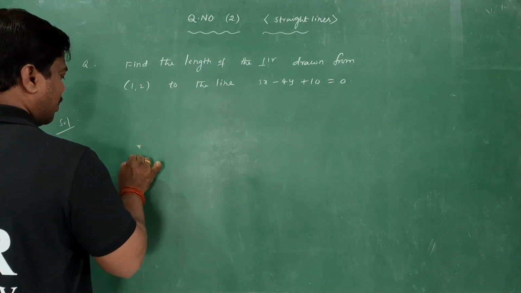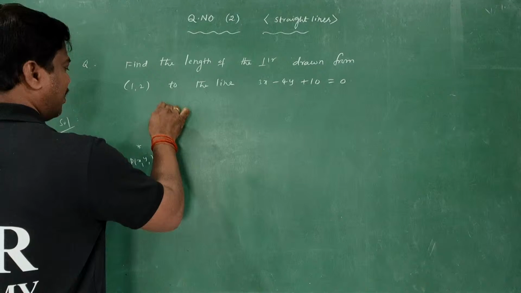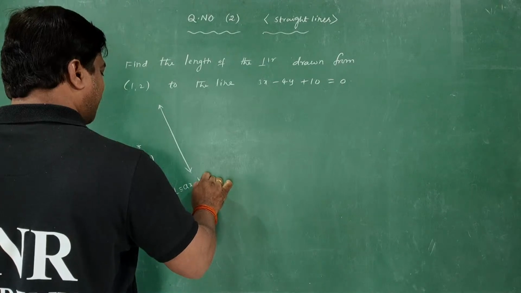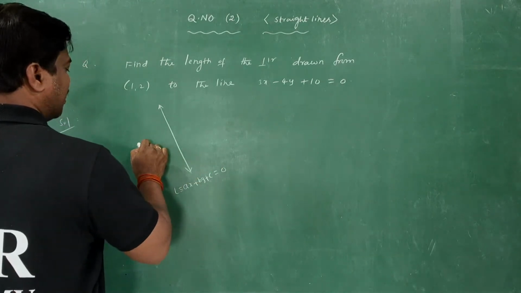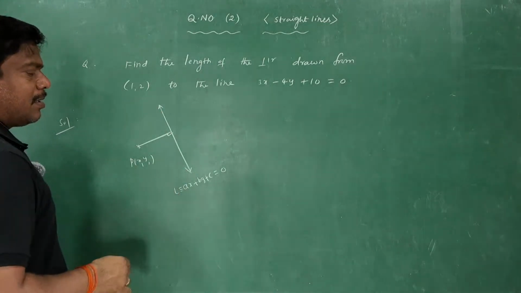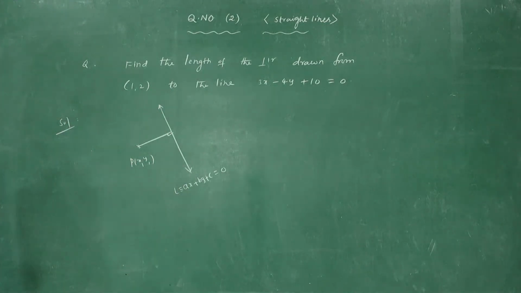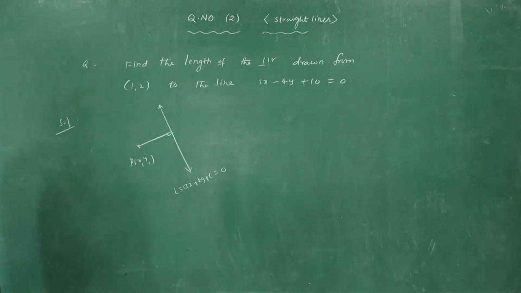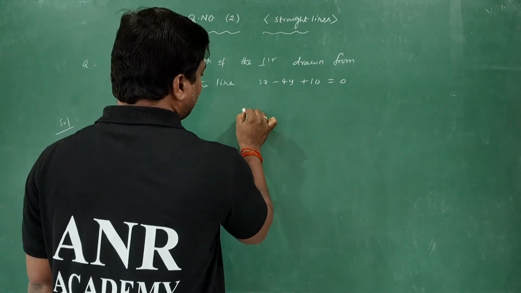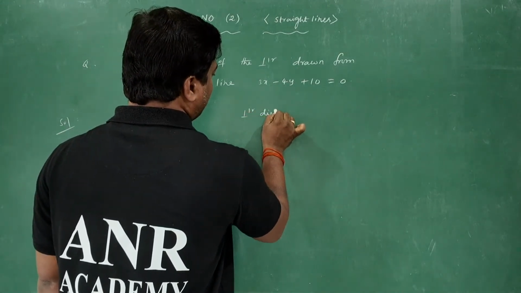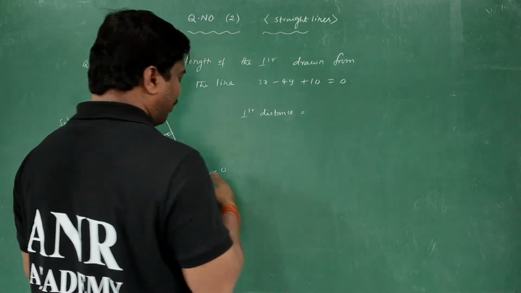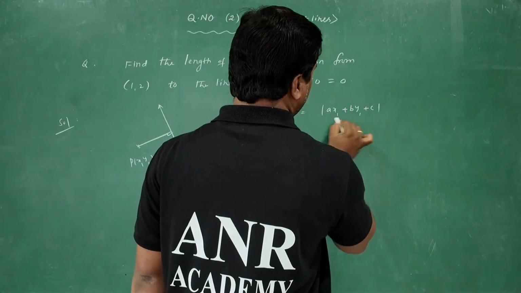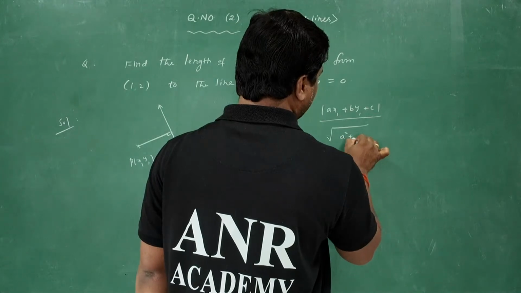Suppose a given point has coordinates P(x1, y1) and the given line L is ax plus by plus c equal to 0. Then the distance from point P to the line, that is, the perpendicular distance formula, is the modulus of ax1 plus by1 plus c divided by the square root of a square plus b square. That I am going to write first. Perpendicular distance formula from a point to a given line.